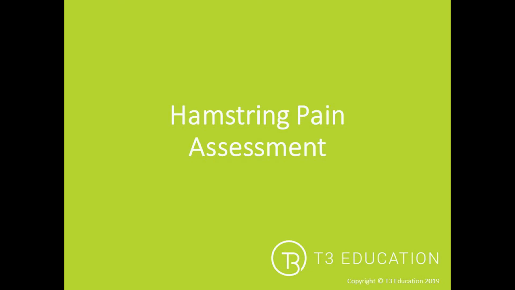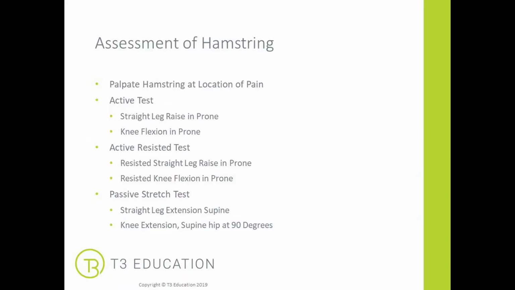Let's take a look at an objective assessment for a client complaining of hamstring pain. Now remember, the hamstring crosses two joints, the hip and the knee, so we need to bear that in mind when we're doing our active, resisted and passive stretching. We're going to target the hip end, the origin, and the insertion at the knee. So we're going to do both straight leg and bent hip testing.